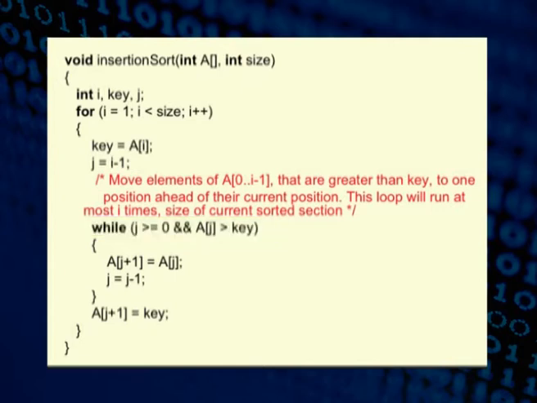This loop will run at most i times, where i is the size of the current sorted section, and if key is greater than A[i-1], the largest element in the sorted section, the loop will not be executed even once.